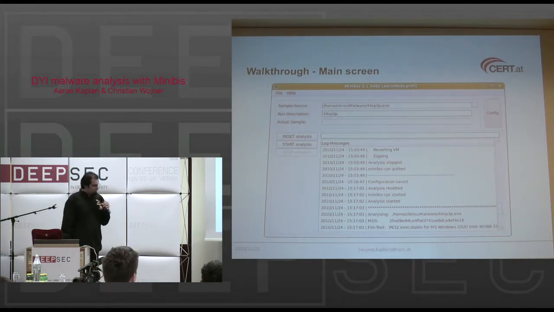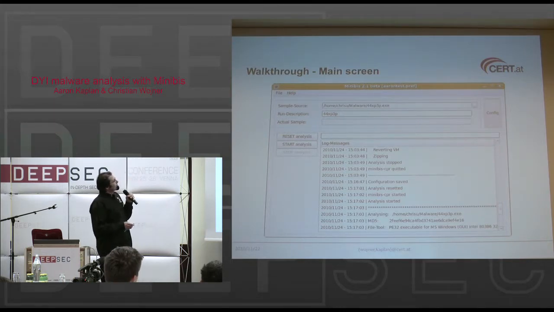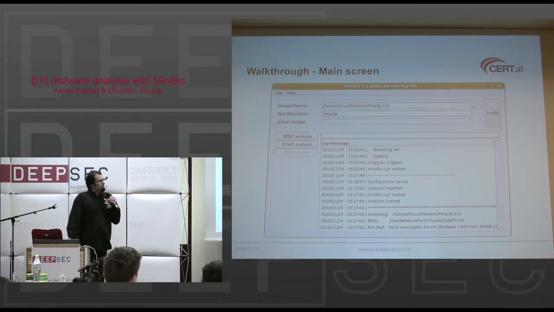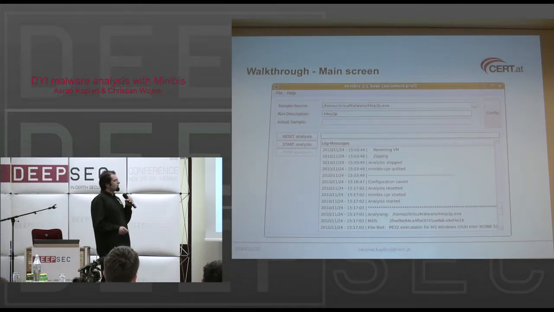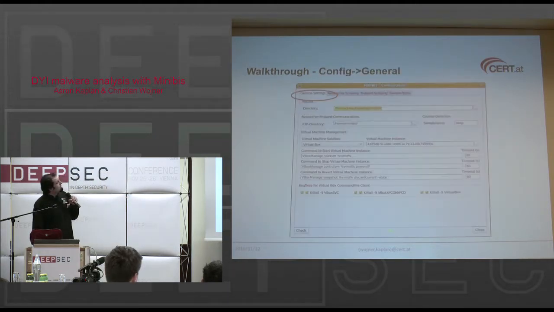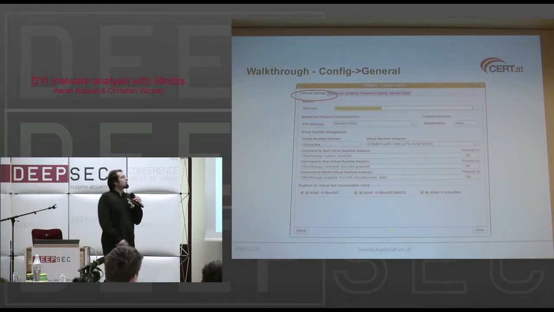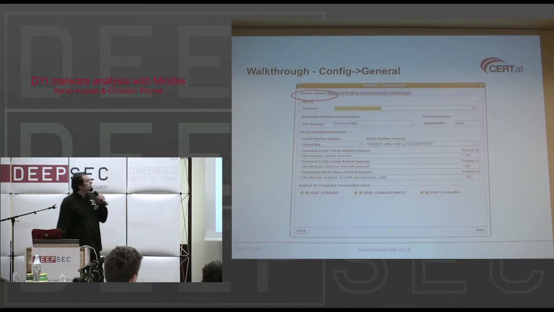Okay, so that's the configuration stuff, the GUI. This is the progress bar. It shows you how far your scan is going, and every time the scan produces some debug output, you will see it here. For configuration, you press the config button and are presented with this more or less complicated form.